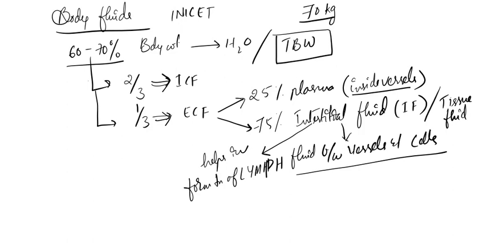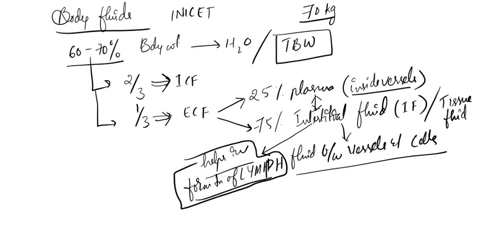What can be taken as the function of interstitial fluid? Transportation. Transportation of substances from vessel to cells and cells to vessels is as simple as that. So it helps in the formation of lymph. Please remember this statement: interstitial fluid helps in the formation of lymph. Now interstitial fluid resembles plasma. It obviously resembles plasma.